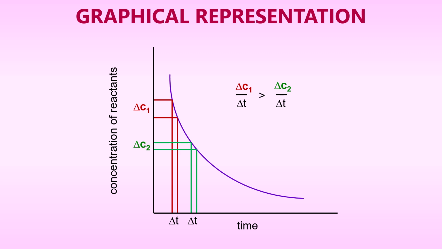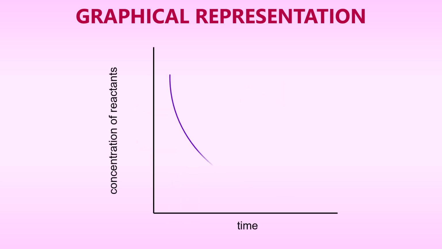Now let us understand this concept graphically. During a chemical reaction, the concentration of reactants gradually decreases with time. Since the rate of reaction depends on concentration, the reaction rate also decreases as time progresses. Mathematically, the rate of a reaction is expressed as the change in the concentration per unit time, which we write as delta C by delta T.